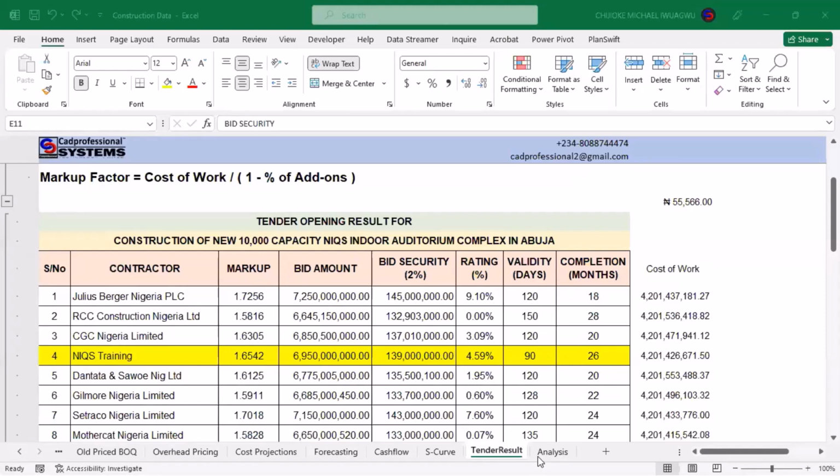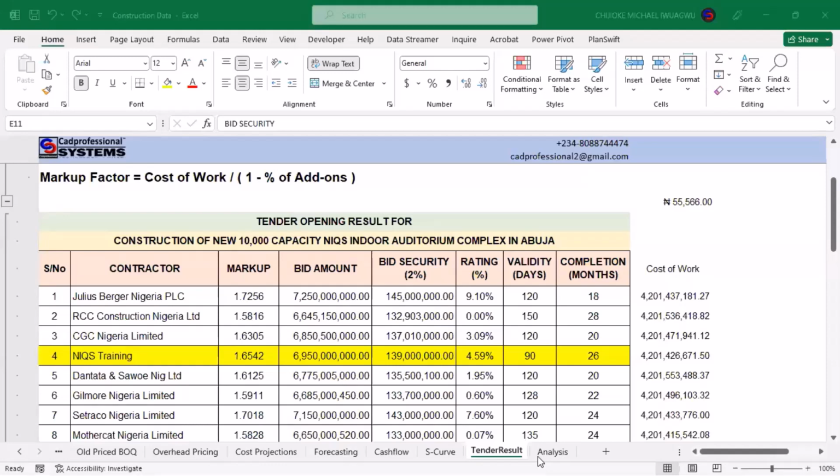All right, let me answer the last question here. I think he says, I noticed that the cost of work under the tender analysis is different from that shown in the BOQ. Why is this the case? It's different because we're not talking about the same project. We are talking about different projects. I am giving you an instance of a tender opening result that you bidded on, how you can get insights and know what the other contractors are thinking or what they are going to bid the next time they will be bidding for a job against you or against any other person.